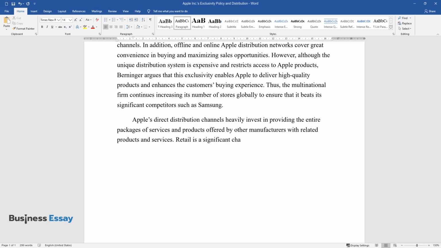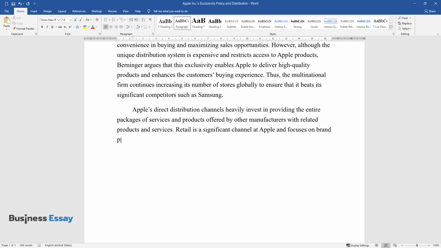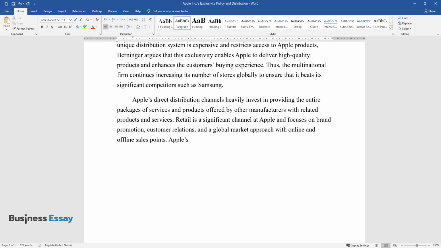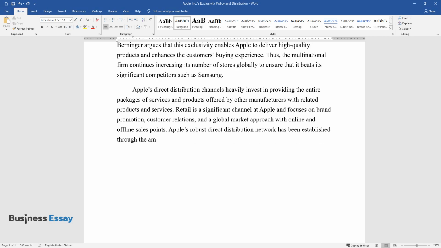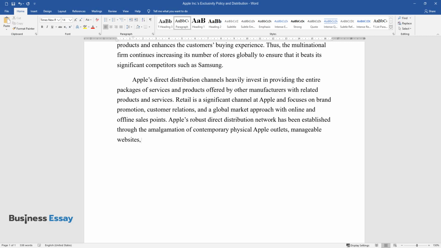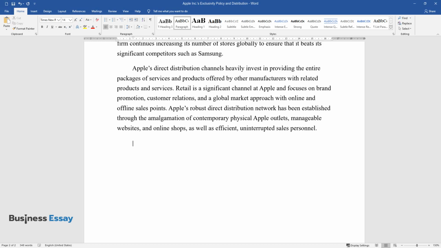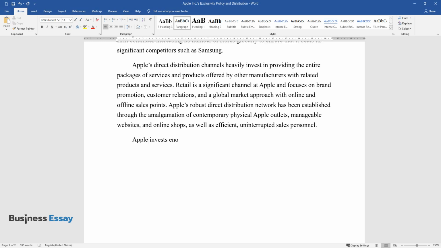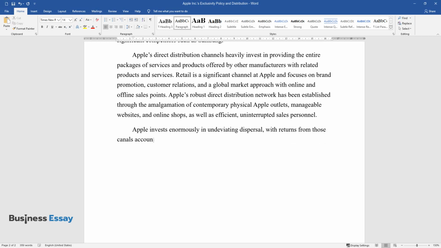Retail is a significant channel at Apple and focuses on brand promotion, customer relations, and a global market approach with online and offline sales points. Apple's robust direct distribution network has been established through the amalgamation of contemporary physical Apple outlets, manageable websites, and online shops, as well as efficient, uninterrupted sales personnel. Apple invests enormously in direct distribution, with returns from those channels accounting for only about 30% of the total.